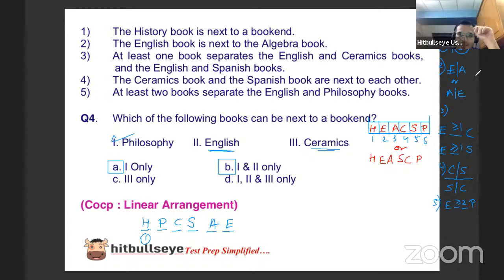History is coming at 1, E and A are together, then E and C at least 1, yes, E and S at least 1, yes, and then C and S are together, and E and P definitely yes, more than 2. There's a gap, right? So this is yes, again possible. E we can have at the place next to one of the bookend. So P is also satisfying. Next we have to check is ceramics. Let's try to create for ceramics.